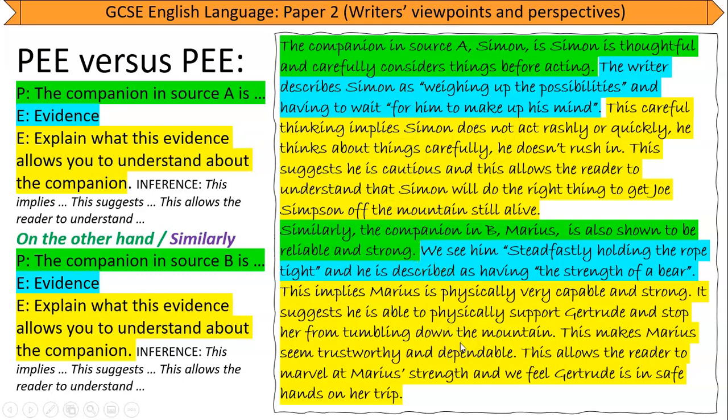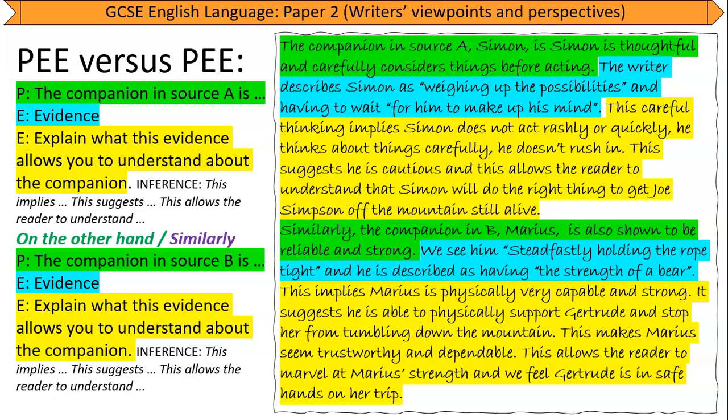This question is misleading because it says write a summary. It does want a summary. It does want you to summarize what the companion is like as your point. It does want you to back that up with evidence, but it also needs you to infer. What does the evidence allow you to understand about the companion?